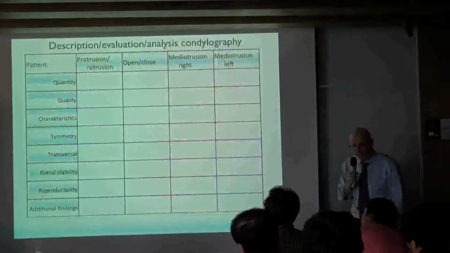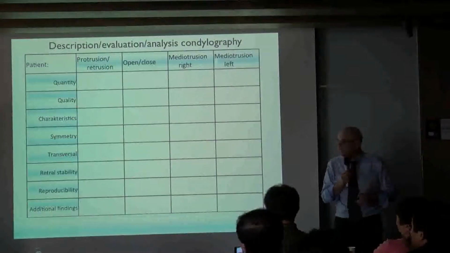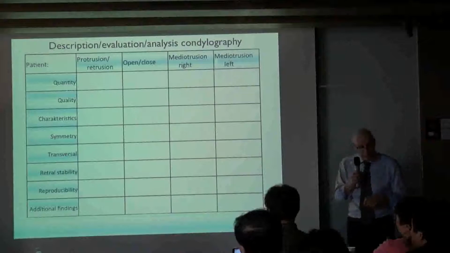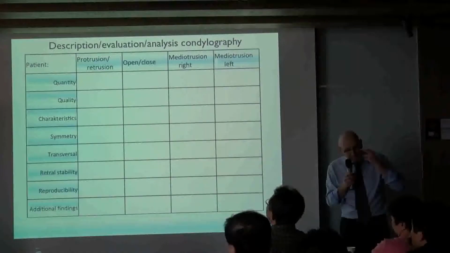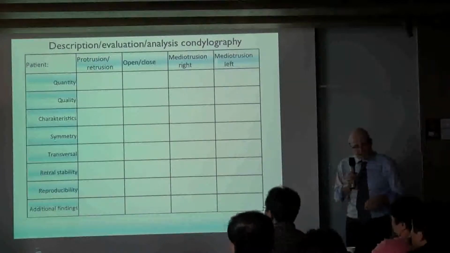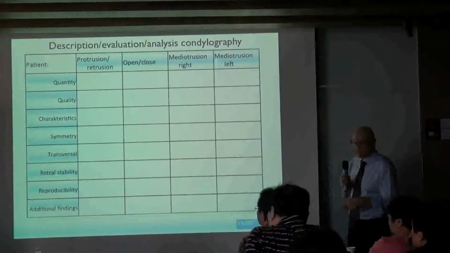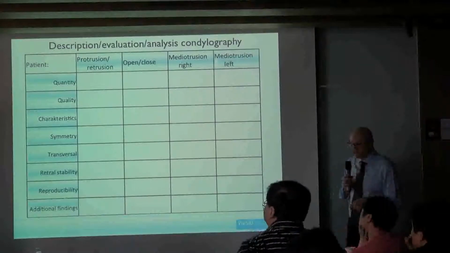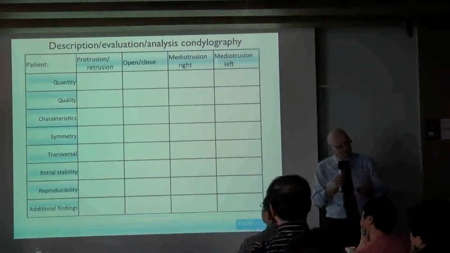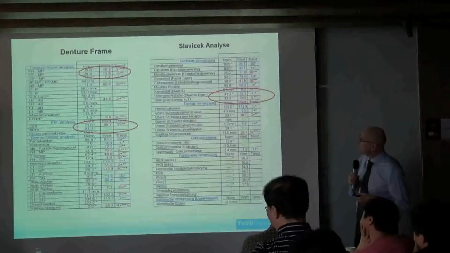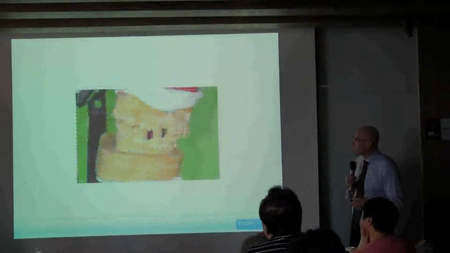Okay. This is the evaluation form for description of condylar movement. We evaluate the quantity of movement, we evaluate the quality of movement, the shape, the character of the curve, we evaluate symmetry, we evaluate transversal findings, delta y, for instance. We check for retrostability and, very important, reproducibility. See if the phenomenon is really there. Then there is evaluation of skeletal findings. We don't have to go too deep.